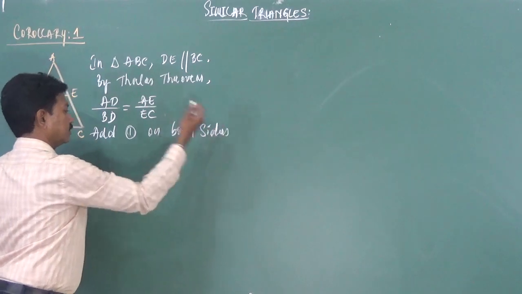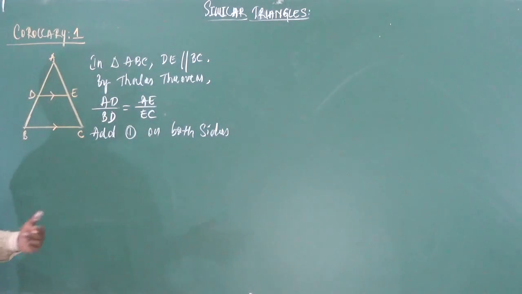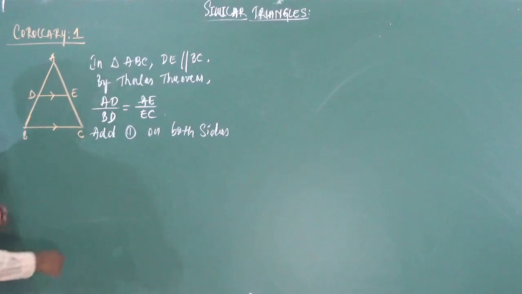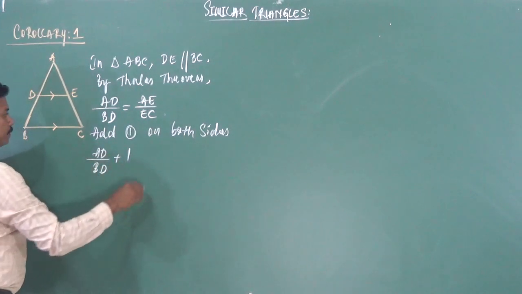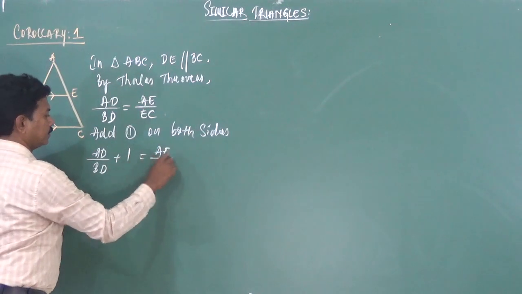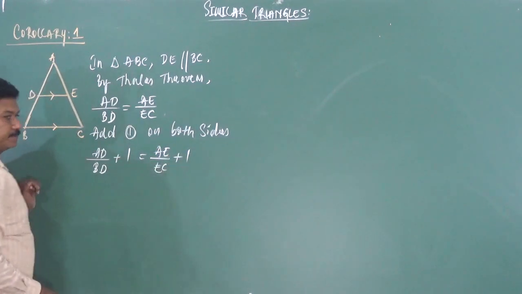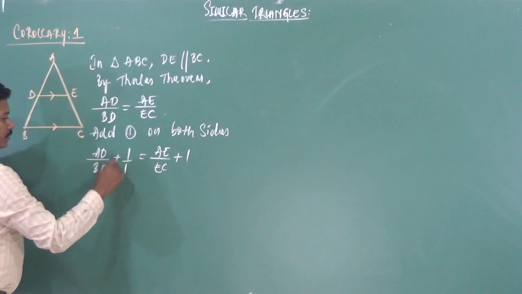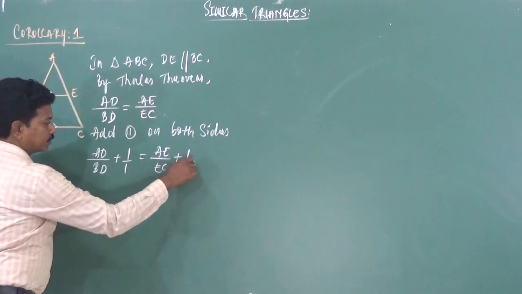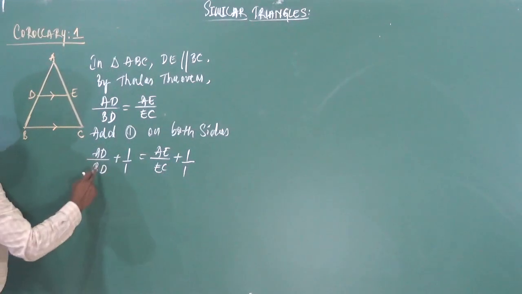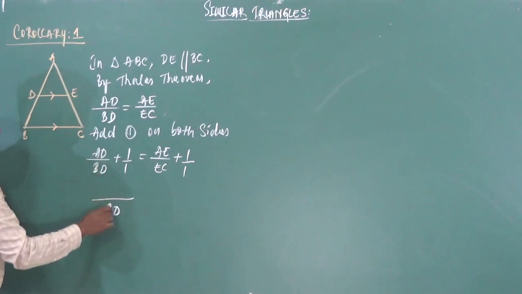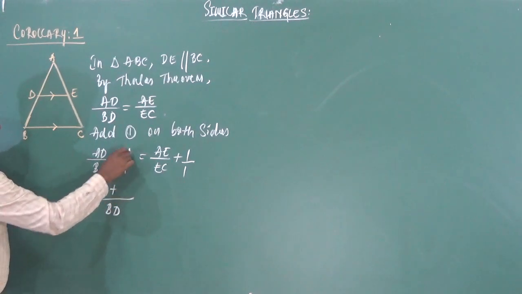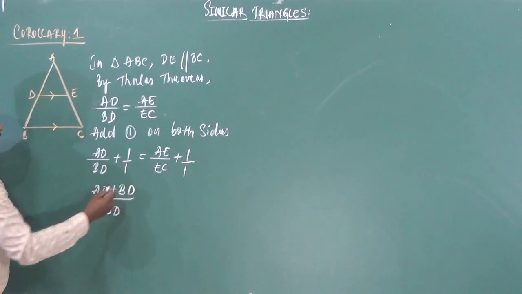This is called componendo in mathematics. So AD by BD plus 1 is equal to AE by EC plus 1. We understand that the denominator of 1 is 1. So here also we have denominator as 1. For BD and 1, the LCM is BD. AD by BD into BD is AD, plus 1 by 1 into BD is BD.